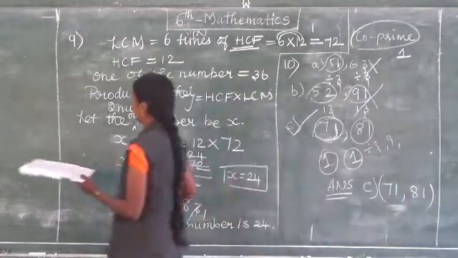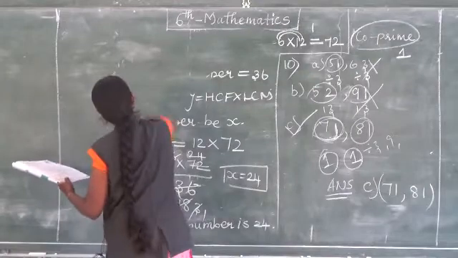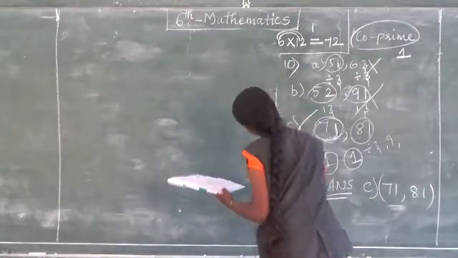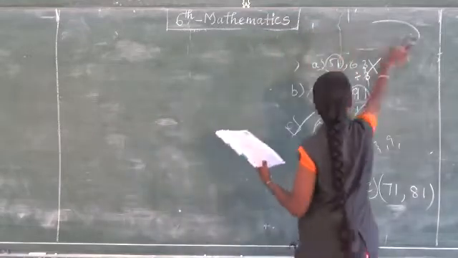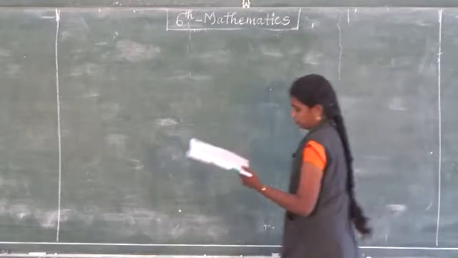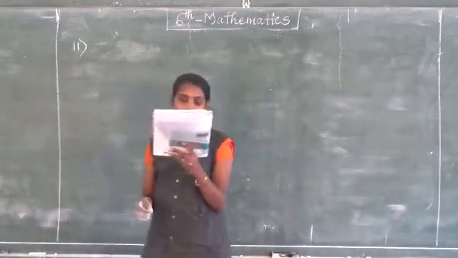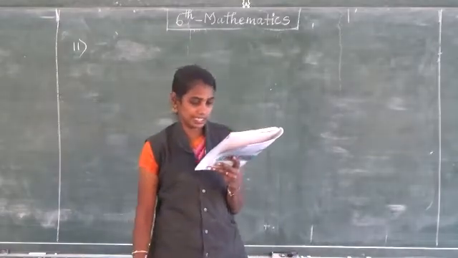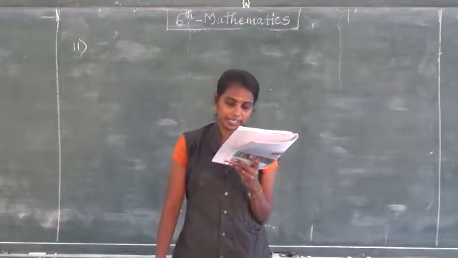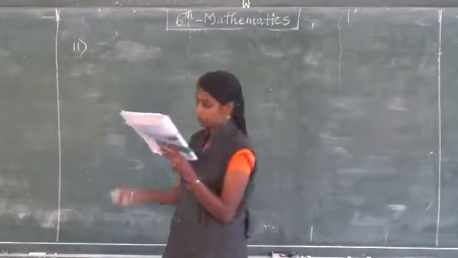Next, question number 11. The greatest 4-digit number which is exactly divisible by 8, 9, 12. So find out the greatest 4-digit number. The 4 options are also greatest 4-digit numbers only.